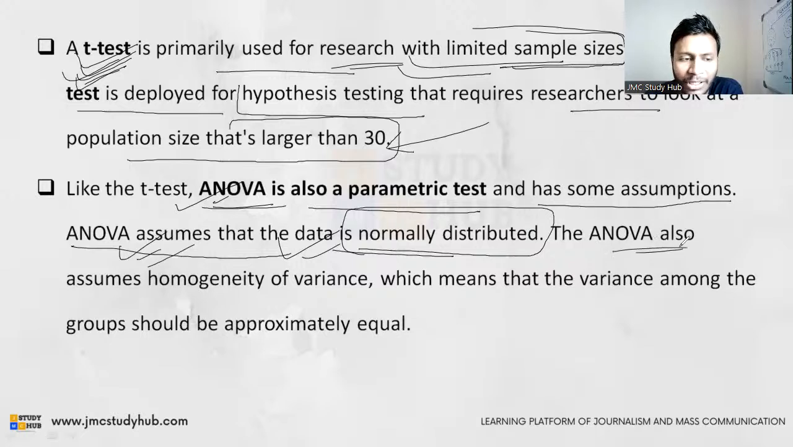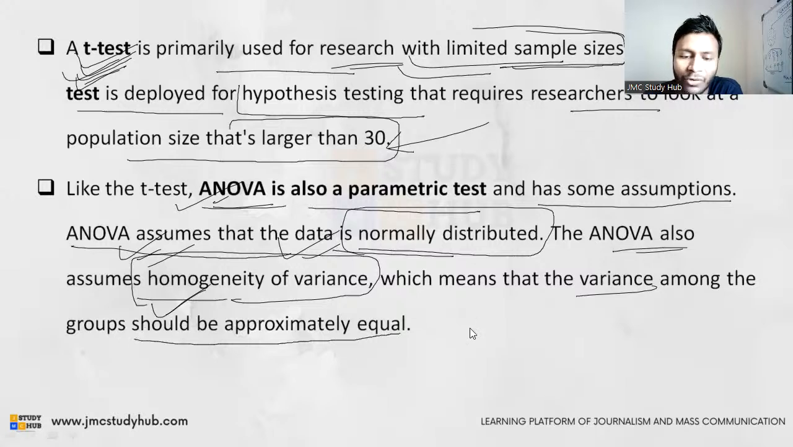ANOVA also assumes homogeneity of the variance. एक समान variance होता है, there is not such different variance और heterogeneity nature नहीं होता है, that is homogeneity, right? Which means the variation among the groups should be approximately equal. There would not be a large difference. So this is what it assumes, the homogeneity of the variance, approximately equal variance among the groups. That is ANOVA.